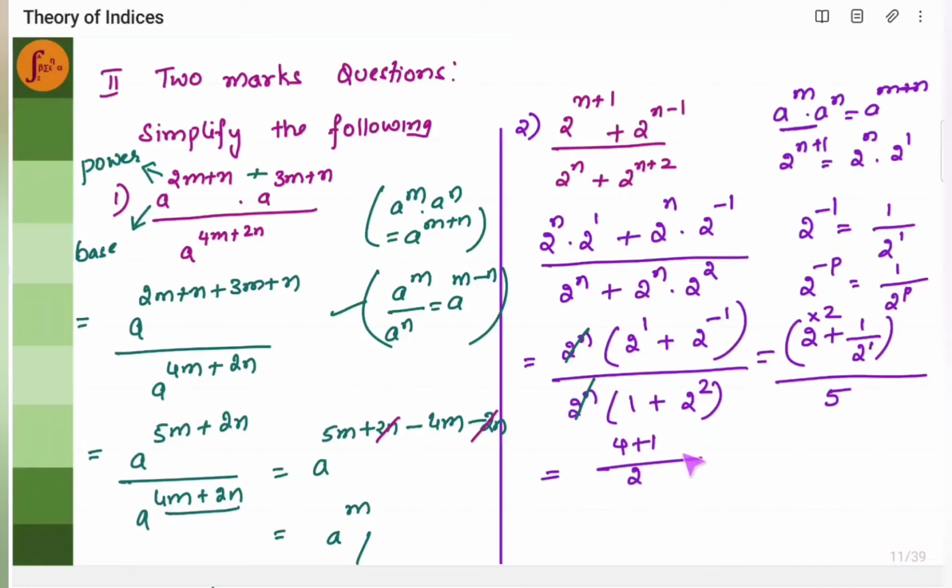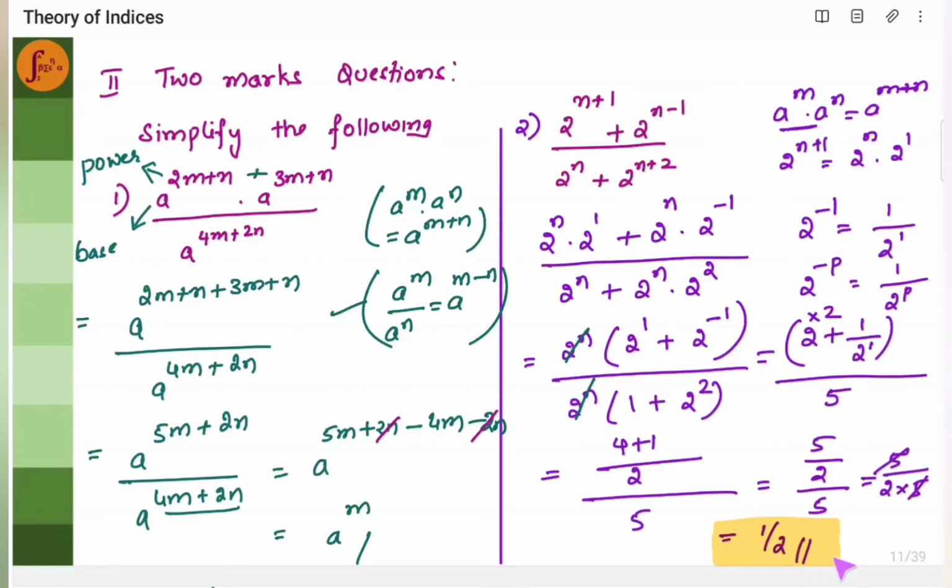So 4 plus 1 by 2, which is 5 by 2, divided by 5, which is nothing but, I can write this as 5 by 2 into 5, which is, this will get cancelled. I'll be left with half. So half is the answer.